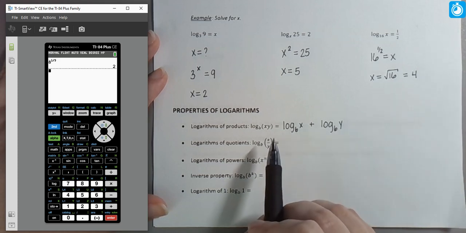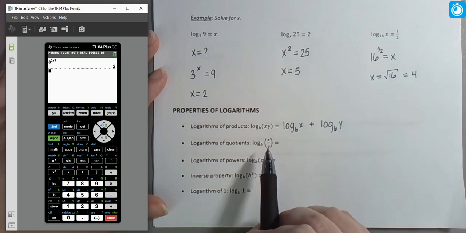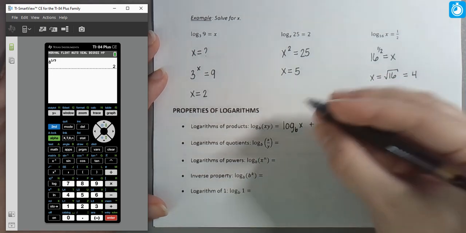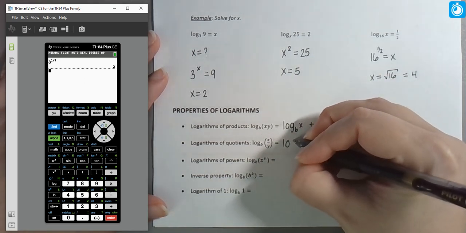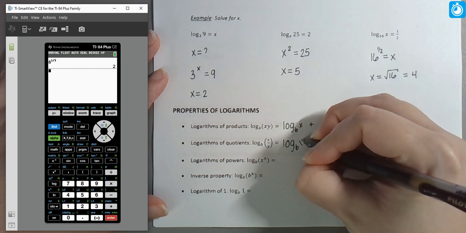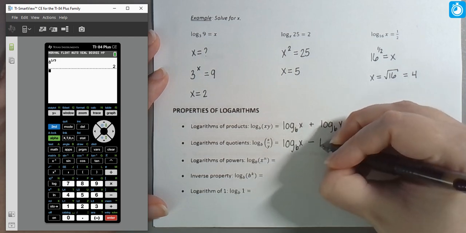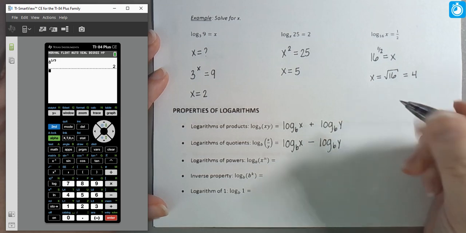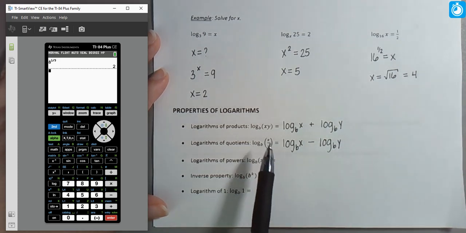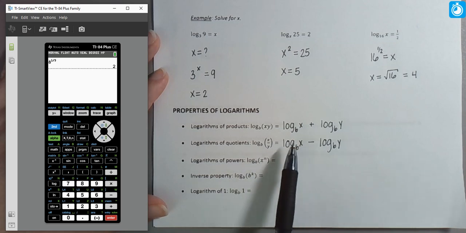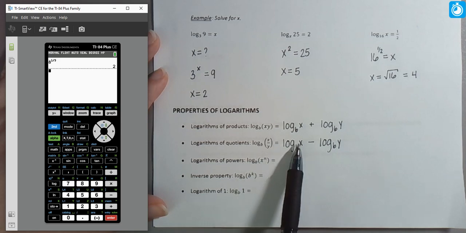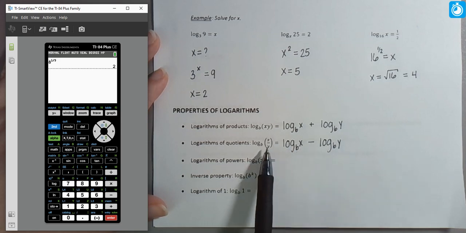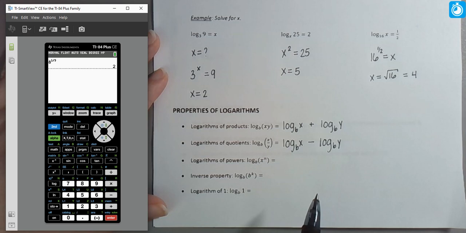Now we have a similar rule with division, with a quotient. So what if we have division inside of a logarithm? Well, that is also going to break apart into two separate logarithms, but it's going to be two separate logarithms separated by subtraction. So the logarithm of a quotient is equivalent to the difference of two individual logarithms. And notice it's going to be the logarithm of the numerator minus the logarithm of the denominator.